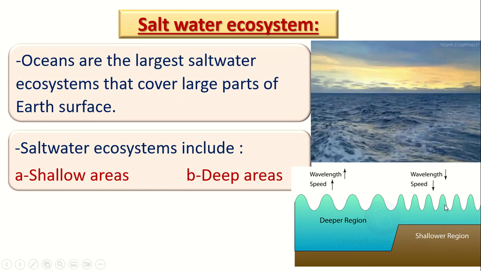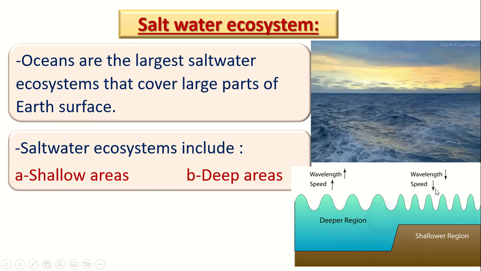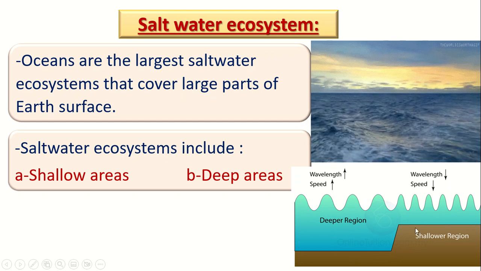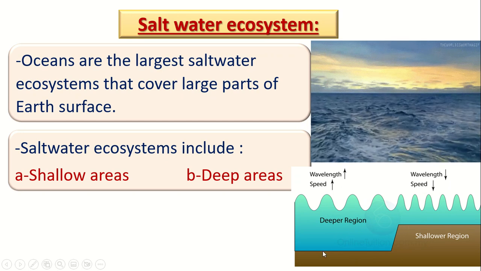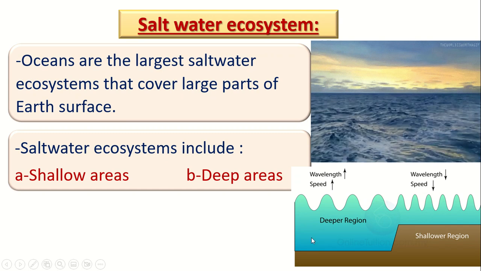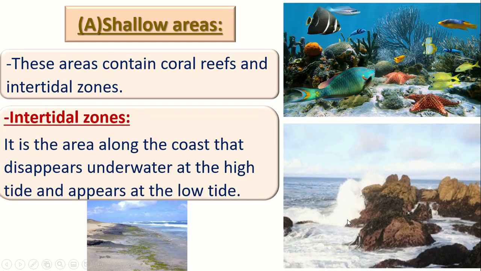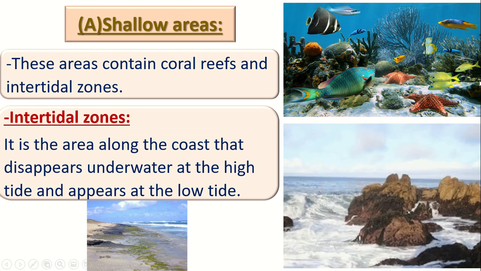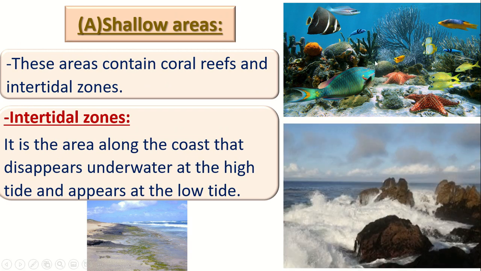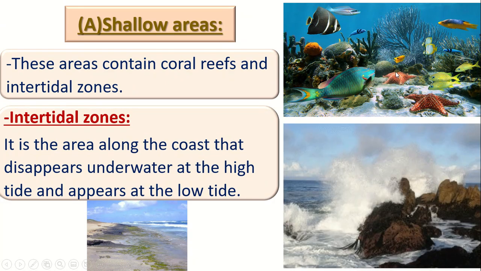In the ocean and in salt water we can find two areas: shallow area and deep area. The shallow area is the area which is not deep, and the deep area is the area which has deep water right here. Let's start with the shallow area. In the shallow area, we can find at first the coral reefs. The coral reefs live in the shallow areas, which are not deep.